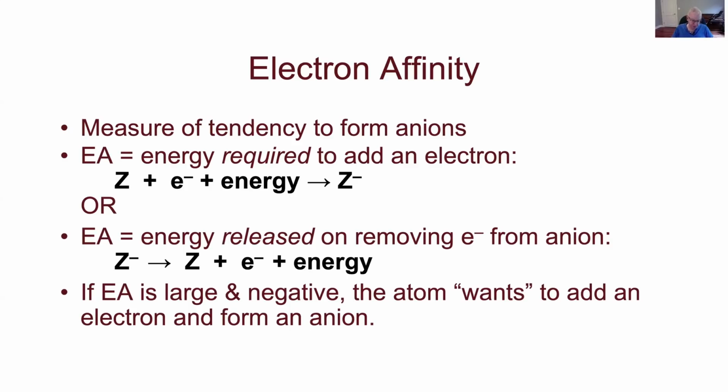The take-home message is that the atoms that will form anions are going to be the ones that have negative electron affinities, okay?